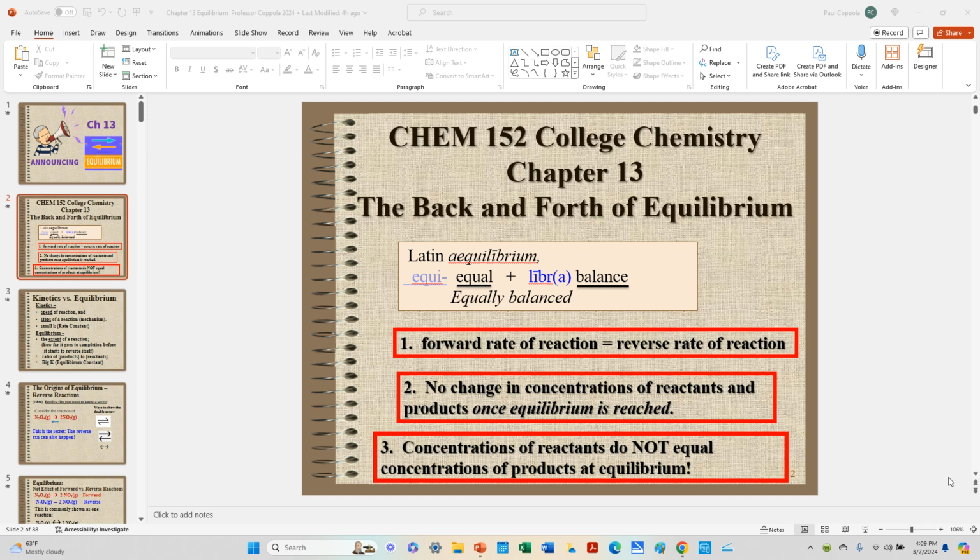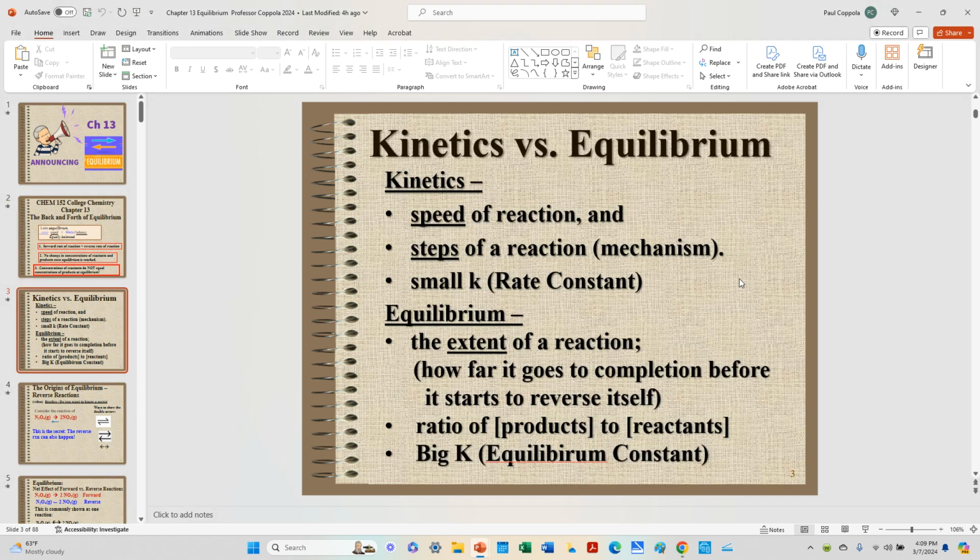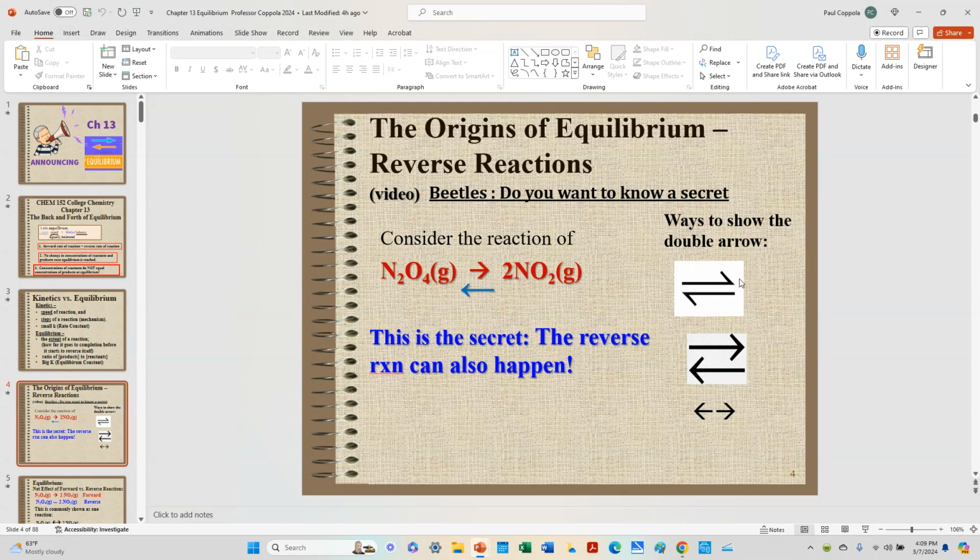Okay, now we move to slide 4. So the big secret that I let you in on is reactions go both ways. They go forward and they go in reverse direction. And you can represent the double arrow this way or any of these notations.